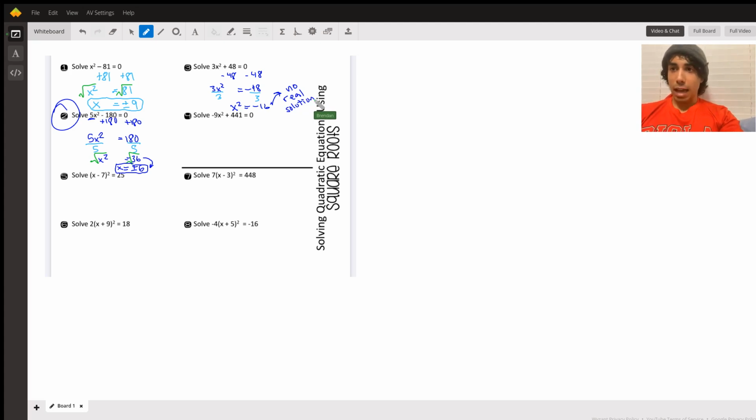And that will happen whenever we have a negative. Whenever we get that x squared all by itself and it's a negative on the other side, it is going to be no real solution. The reason I say no real solution is because there are imaginary numbers.